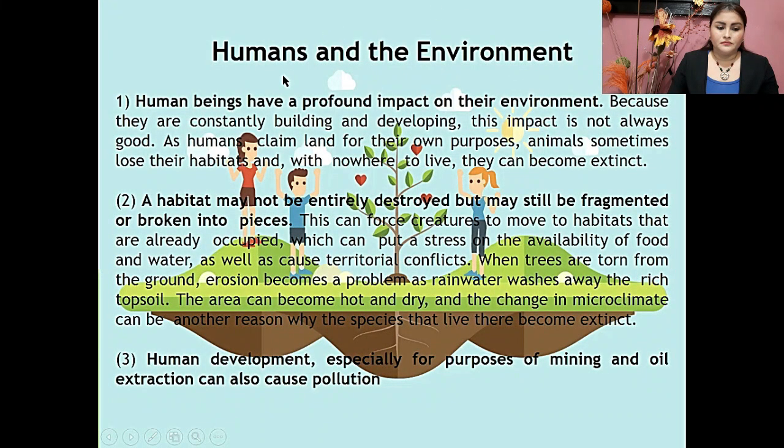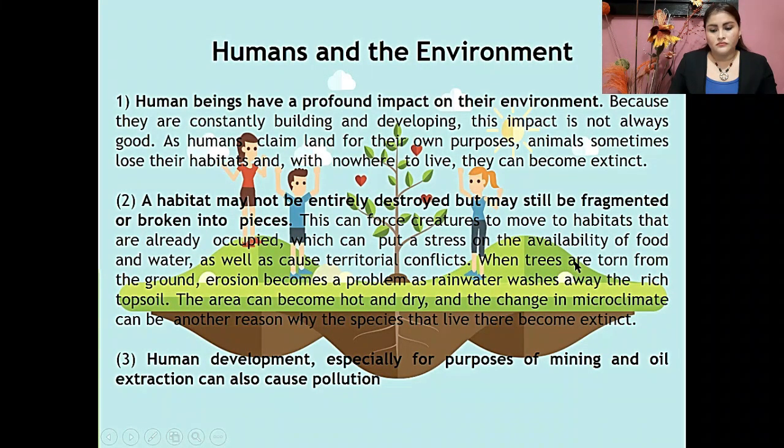Humans and the environment. 1. Human beings have a profound impact on their environment. Because they are constantly building and developing, this impact is not always good. As humans claim land for their own purposes, animals sometimes lose their habitats, and with nowhere to live, they can become extinct. 2. A habitat may not be entirely destroyed, but may still be fragmented or broken into pieces. This can force creatures to move to habitats that are already occupied, which can put a stress on the availability of food and water, as well as cause territorial conflicts.